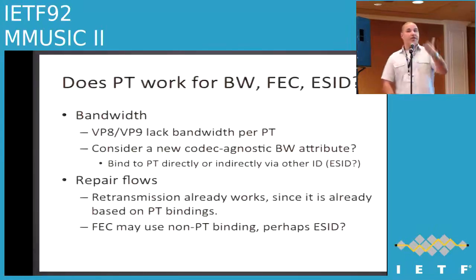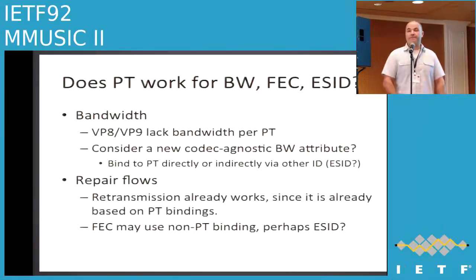The alternative is also something else that was presented recently, an encoded stream ID or RTP stream ID. So we'll probably have some list discussion about that. That's what Magnus was alluding to. And similar issues exist for FEC bindings. If you have a repair flow, do you associate it with payload type bindings, which is what retransmission does, or do you need something else to bind it, something like this RTP stream ID?